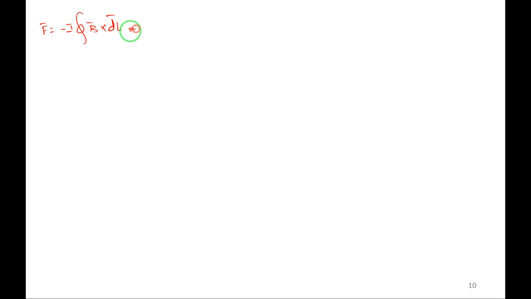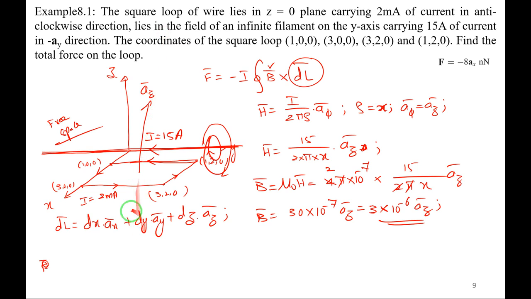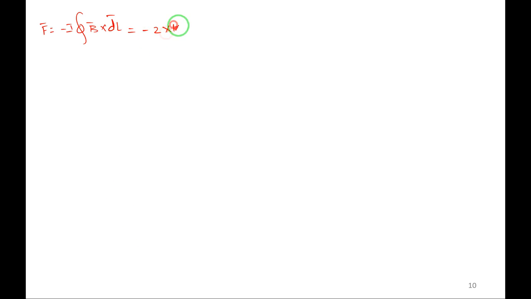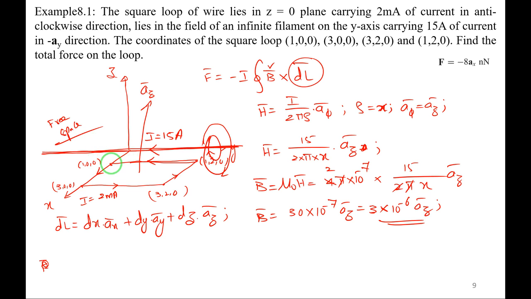Yes, minus I, minus 2 milliamps, right? This is 2 milliamps, 2 into 10 power minus 3. So open bracket. We will split this integral here, first along this path, next here. I have to integrate throughout the closed path. Let me take it one by one: A to B, B to C, C to D, D to A.